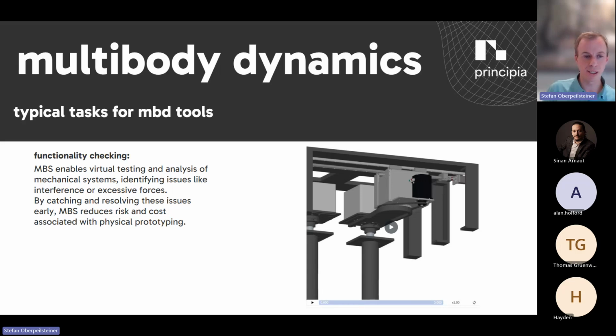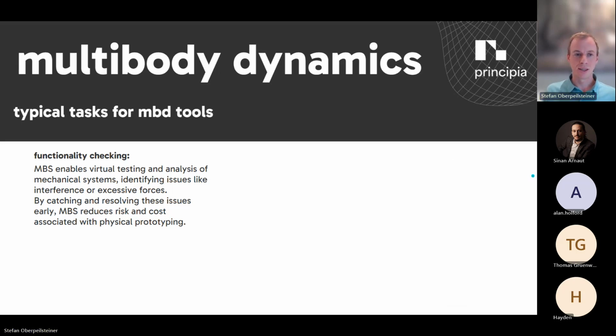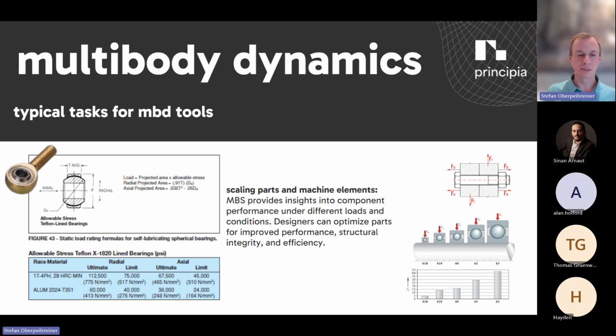So with multi-body simulation, you can reduce the risk and costs associated with physical prototyping, because if you would have to produce the prototype and then find out that there is a collision, this is obviously a problem and costly. Then the second task that can be done within multi-body dynamics tools is scaling parts and machine elements.